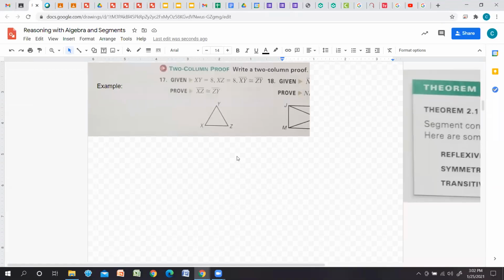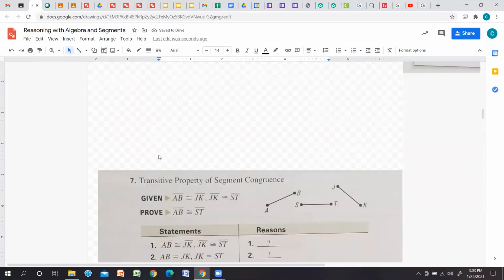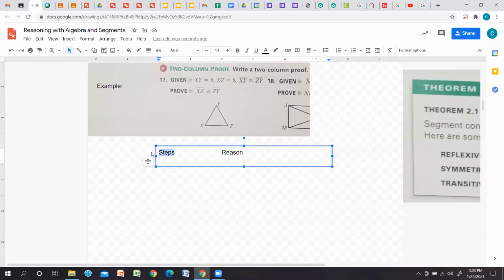But I'm going to show how you actually write a proof with number 17 and this triangle. You're told that the measure of XY is 8, and the measure of XZ is also 8. We're also told that XY and ZY are congruent, and we want to show XZ and ZY are also congruent. I'm going to label statements over here, and over here I'm going to have reasons.